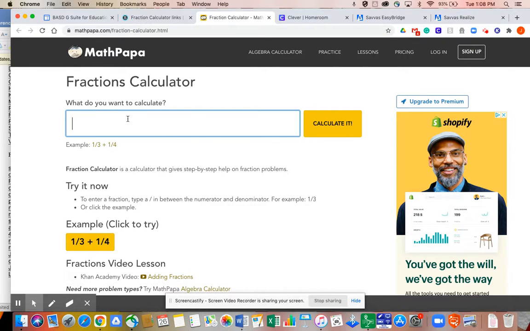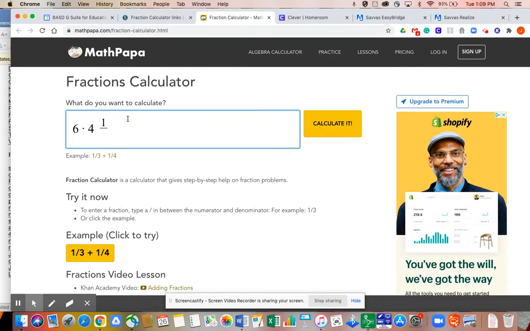And my numbers were 6. The multiplication sign is shift 8, that little asterisk. Okay. And I believe it was 4.5. So I'm going to hit 4 space 1. The fraction bar is below the question mark, so I just hit that. 2. And then I have to click here to get my cursor to be back up there again.